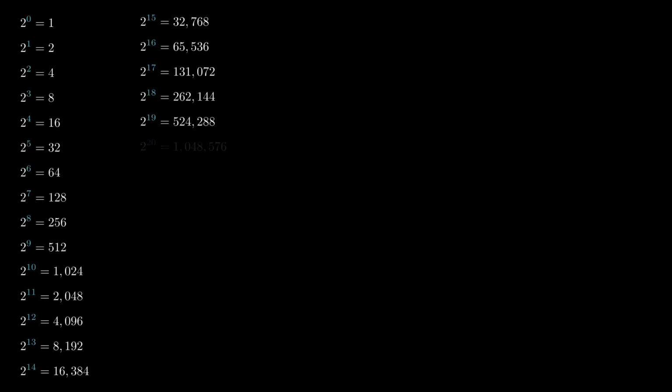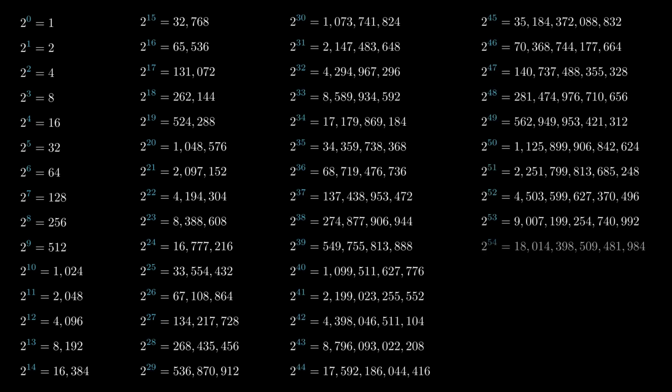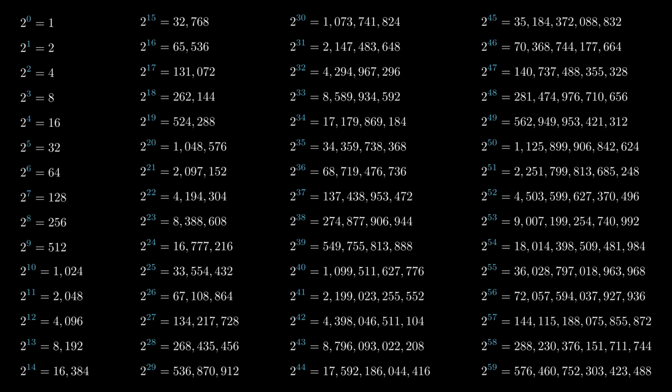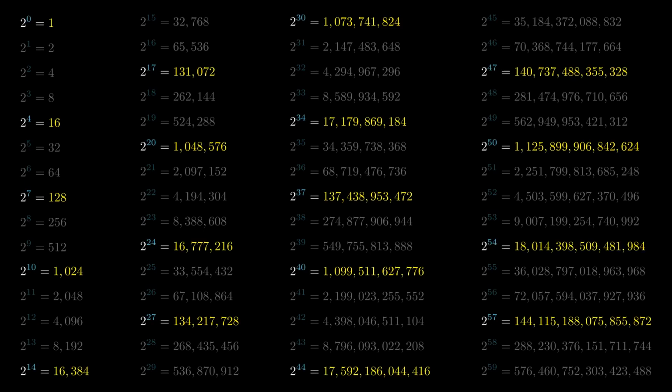Let's start by simply writing some amount of powers of 2. For clarity, we color in the same color all those numbers whose leading digit is the same. So, numbers with leading digit 1 are yellow, numbers with leading digit 2 are orange, and so on.